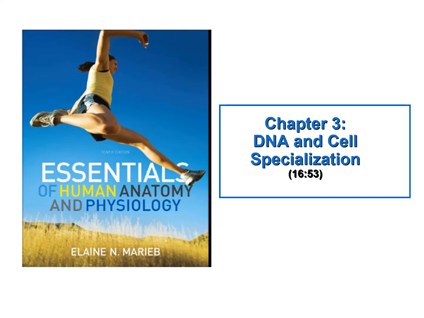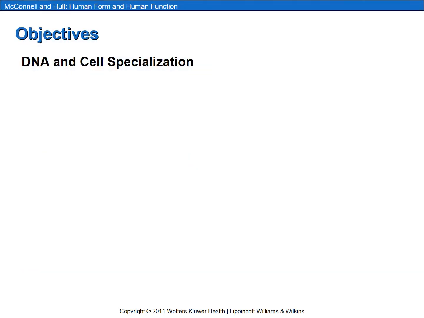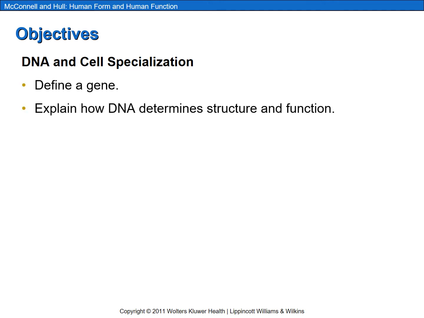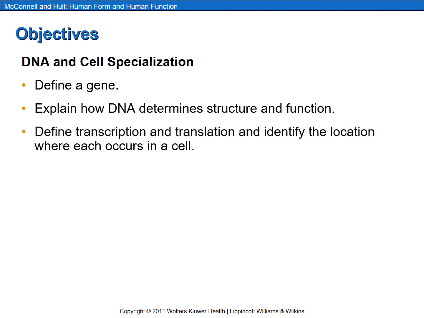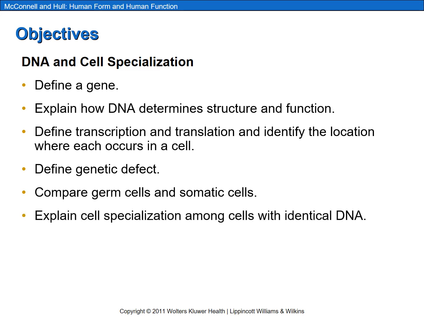This screencast covers the topic of DNA and cell specialization, which is found in Chapter 3 of your textbook. This screencast was designed to help you achieve the following objectives: define a gene, explain how DNA determines structure and function, define transcription and translation, and identify the location where each occurs within a cell. Define genetic defect, compare germ cells and somatic cells, and explain cell specialization among cells with identical DNA.